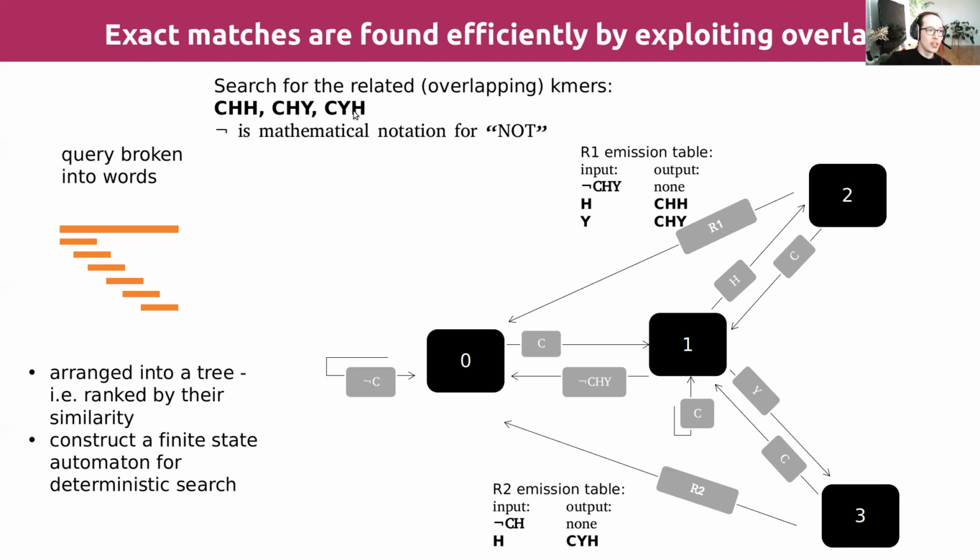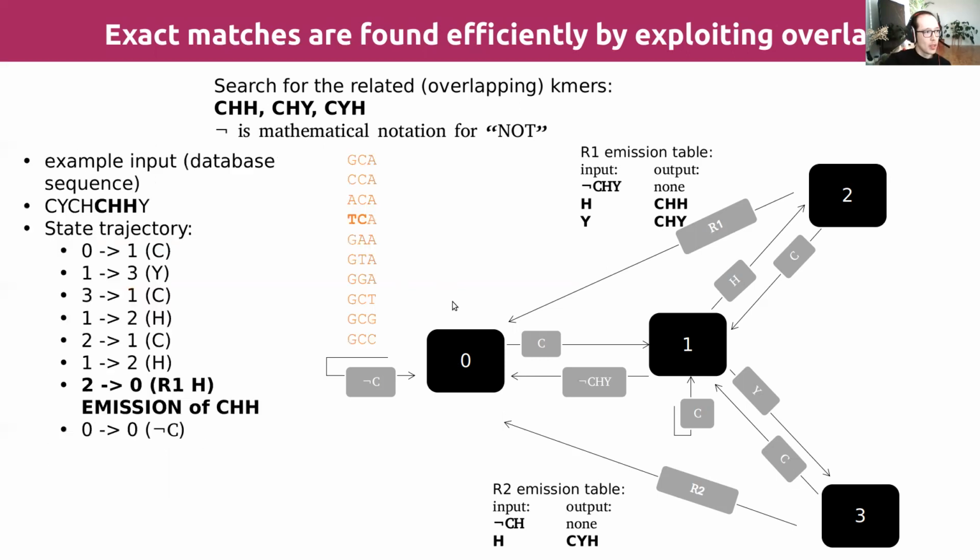Likewise, if we run into a C and then we happen to run into an H, we have narrowed it down even more, and we know that we are just 1 base away from discovering either CHH or CHY, and at the same time eliminating the possibility of discovering CYH. And so you can visualize this process on this network here. For this particular set of 3-mers, the system can be in one of these 4 states.